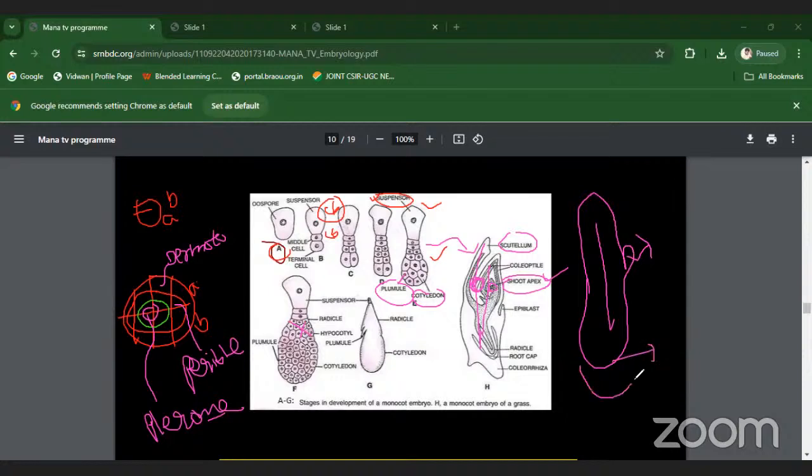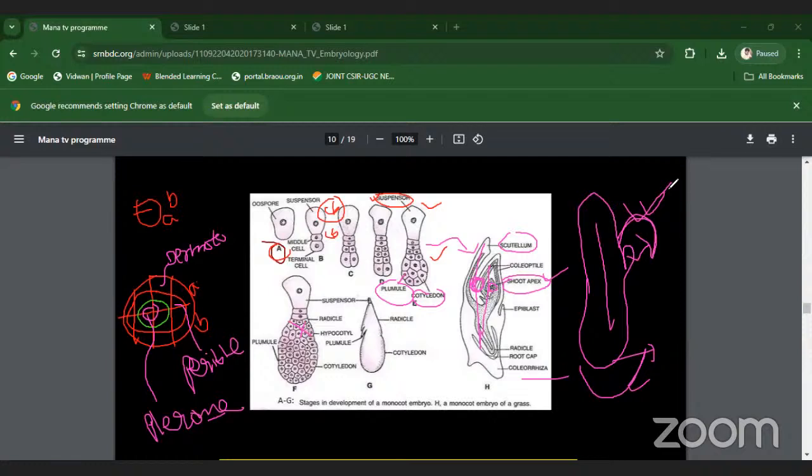The radicle is covered by the coleorhiza, and the shoot apex is covered by the coleoptile. Actually, coleorhiza and coleoptile are not formed in the dicot embryo. You can write the same development as in dicot embryogenesis, but in monocotyledon there are small changes. The number of cotyledons formed is only one. After entire development, the radicle is covered by the coleorhiza and the plumule by the coleoptile. That's it.